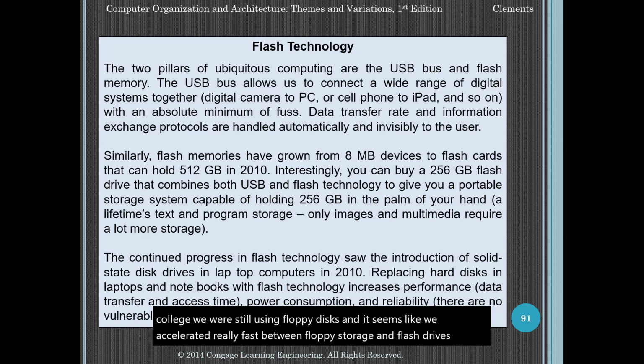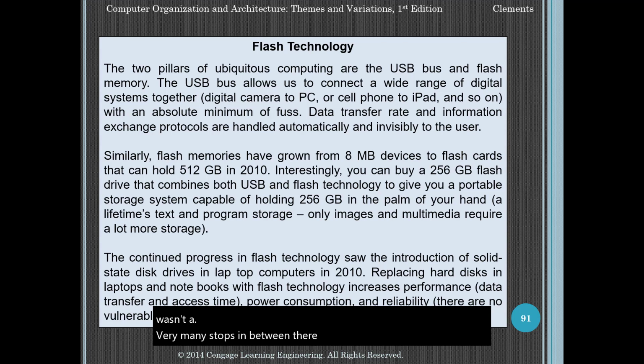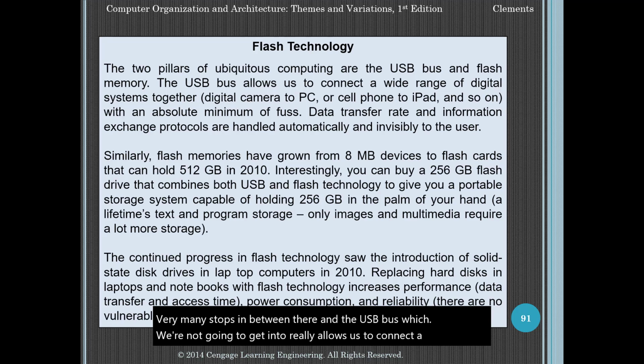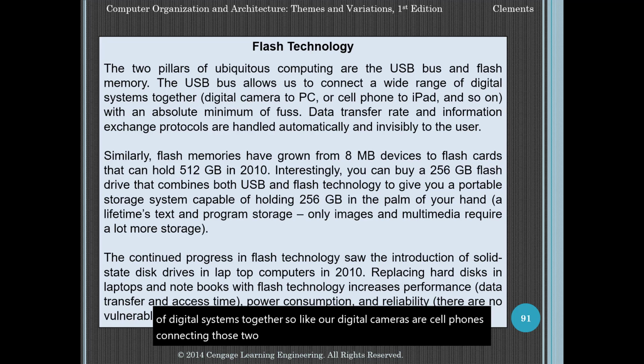And the USB bus, which we're not going to get into, really allows us to connect a wide range of digital systems together. So like our digital cameras, our cell phones, connecting those to our iPads and to our PCs with a very minimal amount of fuss. Our data transfer rate, the information exchange protocols are all handled automatically. They're basically invisible to the user. You do not need to understand how USB works in order to work it.